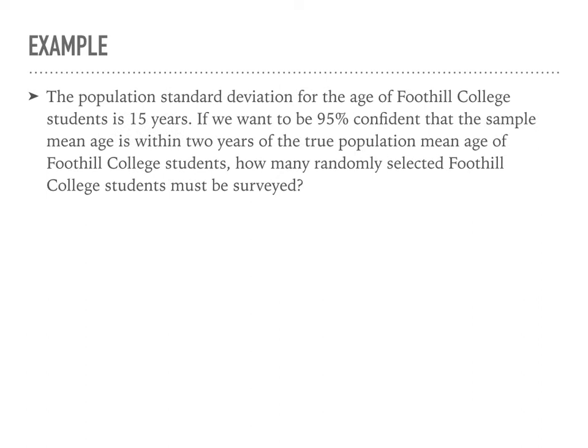Let's look at an example here. The population standard deviation for the age of Foothill College students is 15 years. If we want to be 95% confident that the sample mean age is within 2 years of the true population mean of Foothill College students, how many randomly selected Foothill College students must be surveyed?